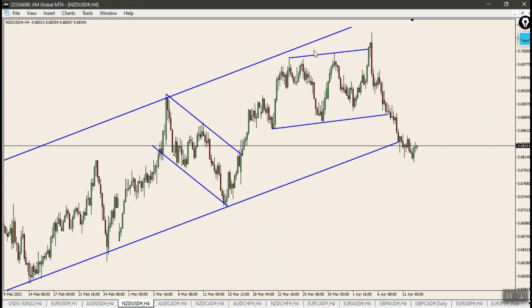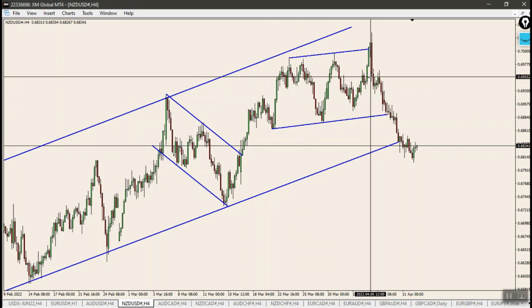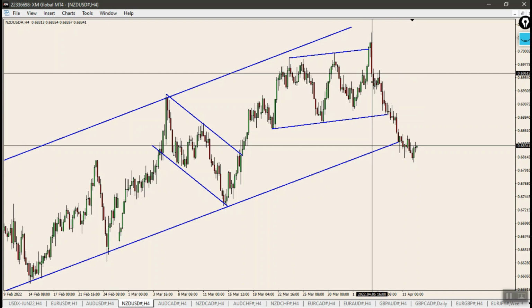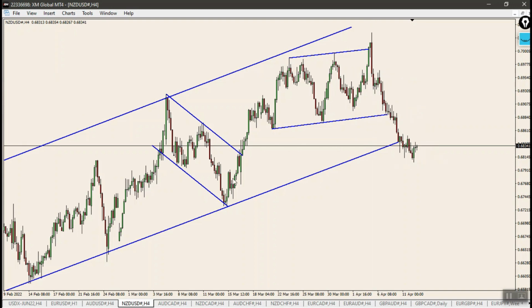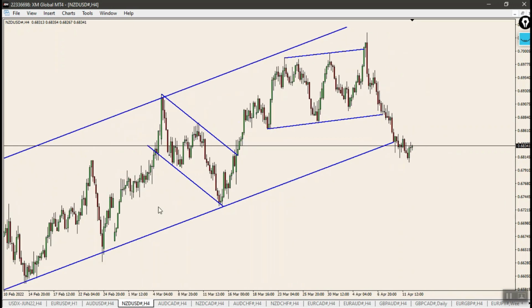So this one is another high probability setup that I should have entered, but I didn't. I cannot remember why, and I missed out on 140 pips, but it's fine because I capitalized on it on the EURUSD, so I'm not gonna cry over this one. But this is another example of high probability setups that you should not miss. Let's move on to the next example.